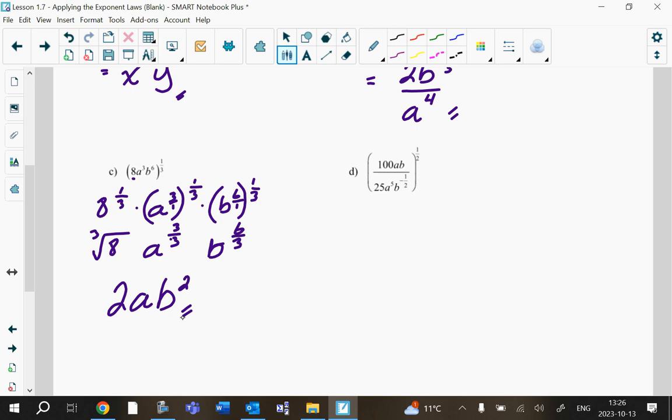Okay, the last one. Looks complicated, but if you just follow your exponent laws and remember what to do when you add and subtract fractions, or multiply fractions, you'll be fine. What would you like to do first? Do you want to raise everything inside to the 1/2, or do you want to divide first? Yeah, I think divide is better. Let's save that for the end.